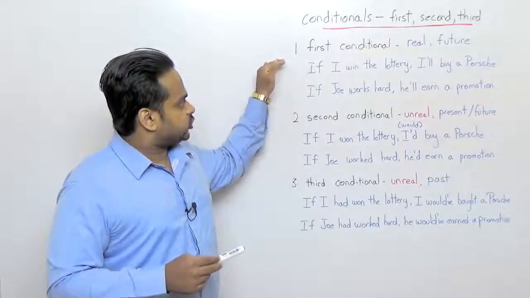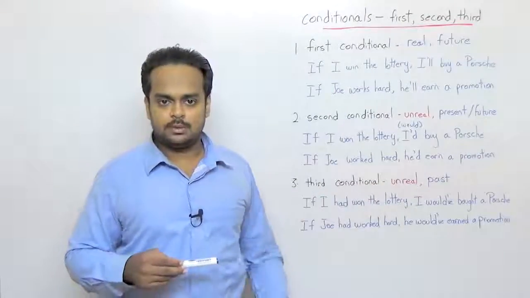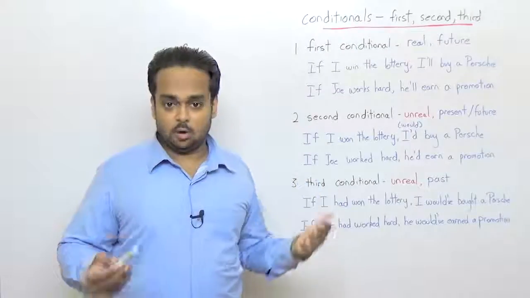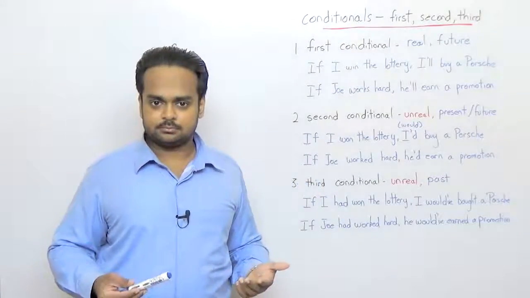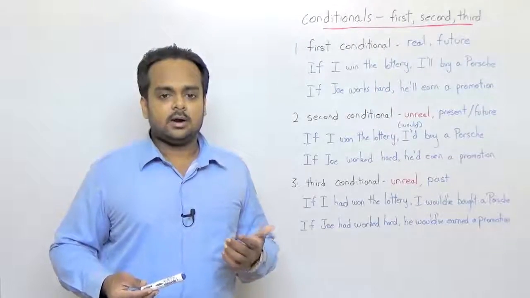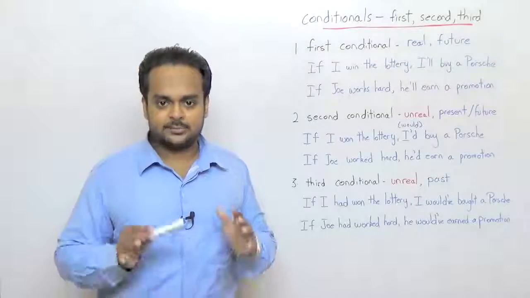Now, the first conditional is used for real situations in the future. What do we mean by real situations? Because the future is not real, only the present is real, right? But when we say real, what we mean is that there is a possibility for that situation to happen in the future. That is, it's possible.